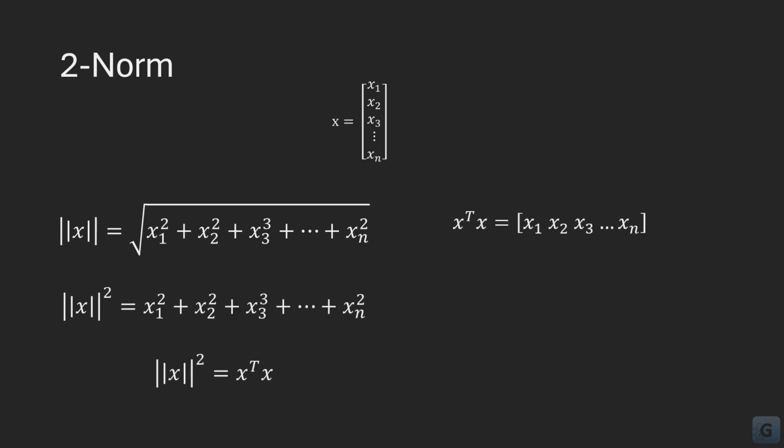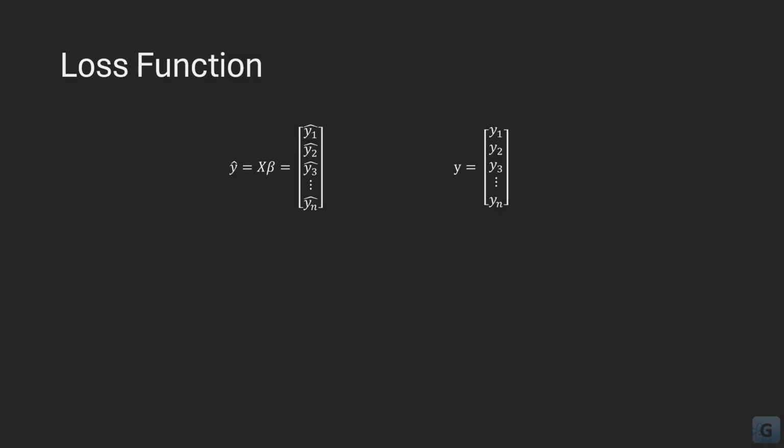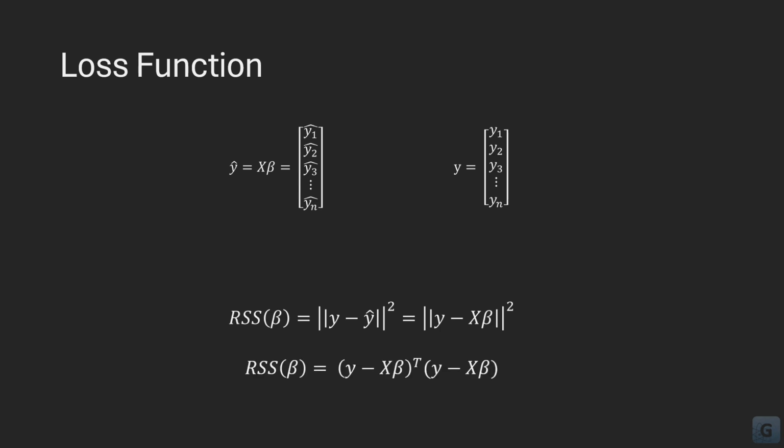Now that we have learnt about the 2 norm of a vector, we can use this knowledge to represent the residual sum of squares using the 2 norm. RSS of beta is nothing but the 2 norm squared of the difference between the vector y and y hat. This is equal to (y minus x times beta) whole transpose times (y minus x times beta).